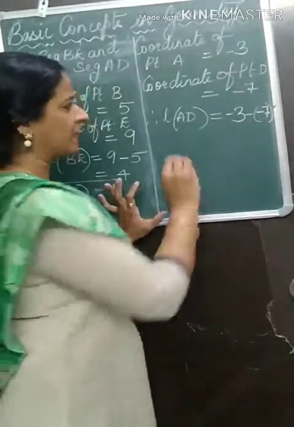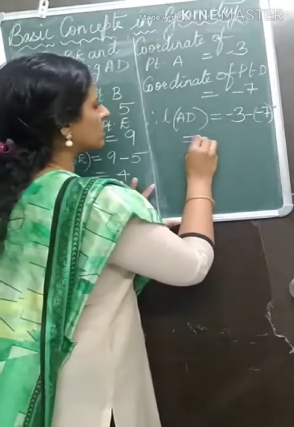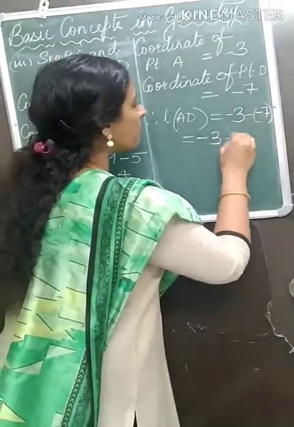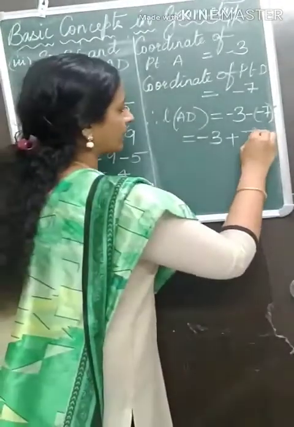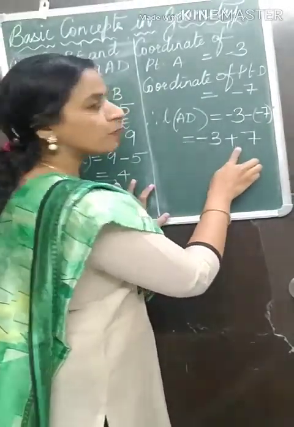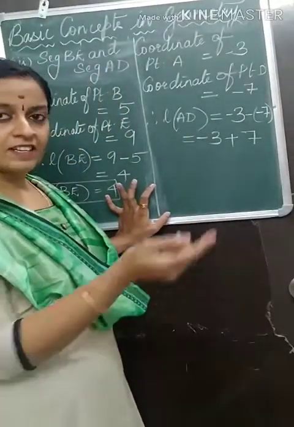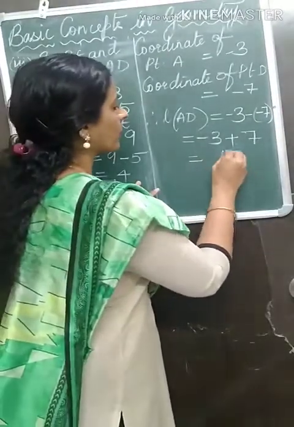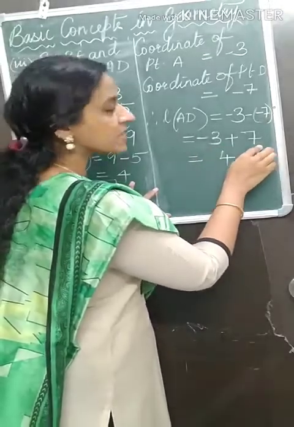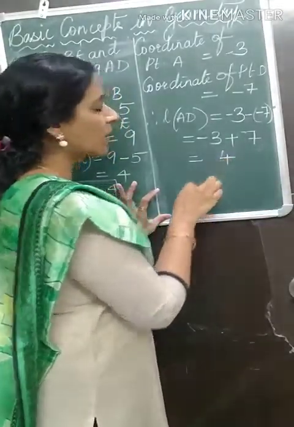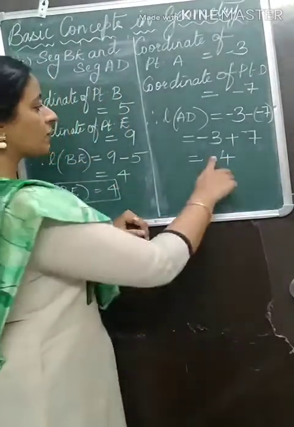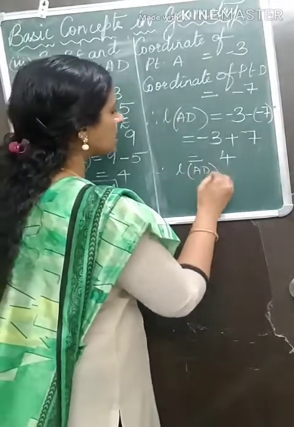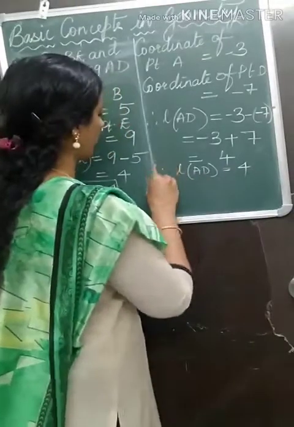Go slowly. Which is equal to -3 we will write first. Minus and minus will become +7. Okay. Now minus into plus, minus. Subtract, 7 minus 3 is how much? 4. Which is bigger number here? 7. Its sign is plus. Okay, so plus will come here. So what we got? Length of AD, segment AD, is equal to 4.